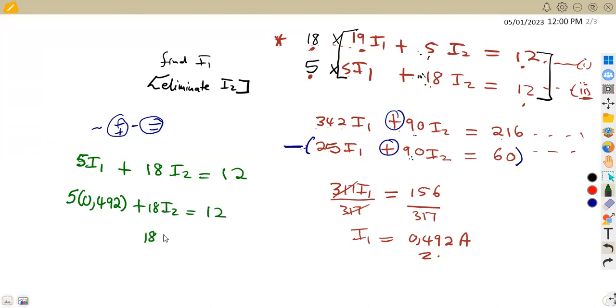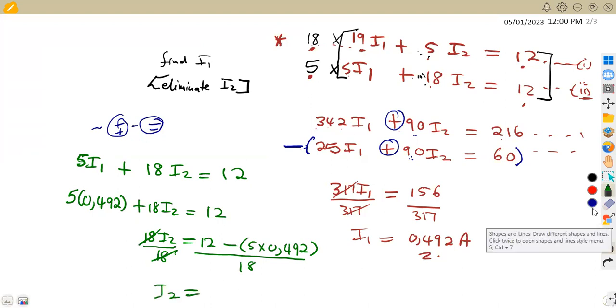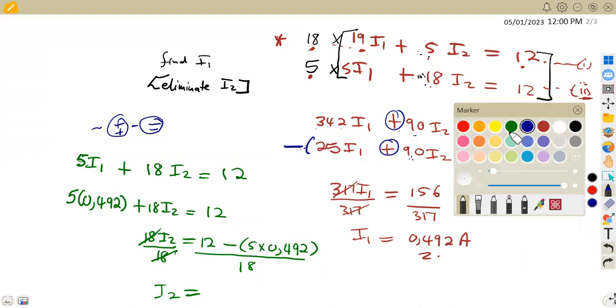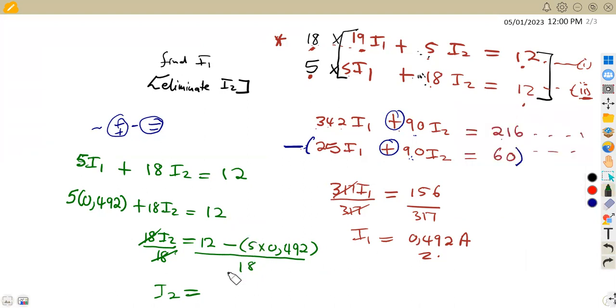So you can transpose the product, these two, to the right-hand side, so that it can be a minus. So this is going to be minus 5 times 0.492, or you can multiply, then you subtract from 12 or whatever that you're going to have, then you divide by 18 both sides so that you can remain with I2. So I2 is going to be equal to the resultant that you're going to have from your calculator. All right, so from your calculator, this is going to give us something like 0.53.